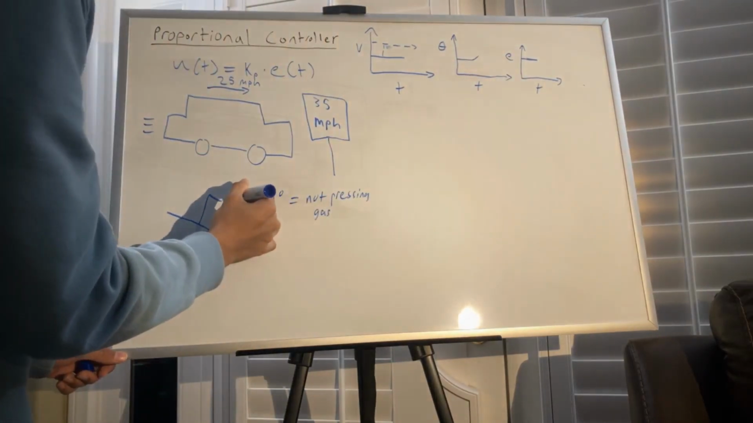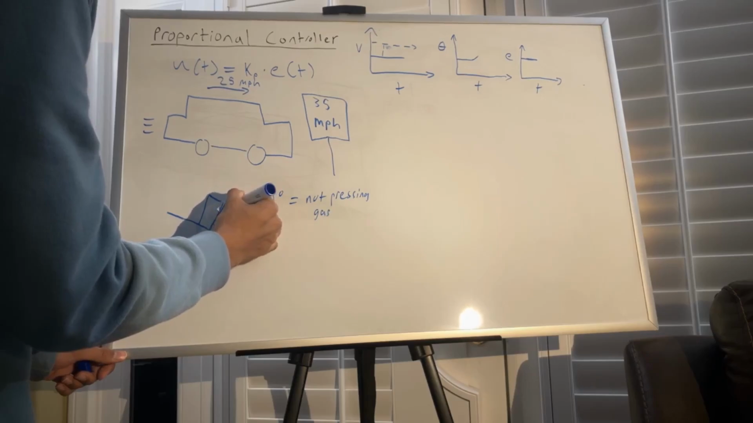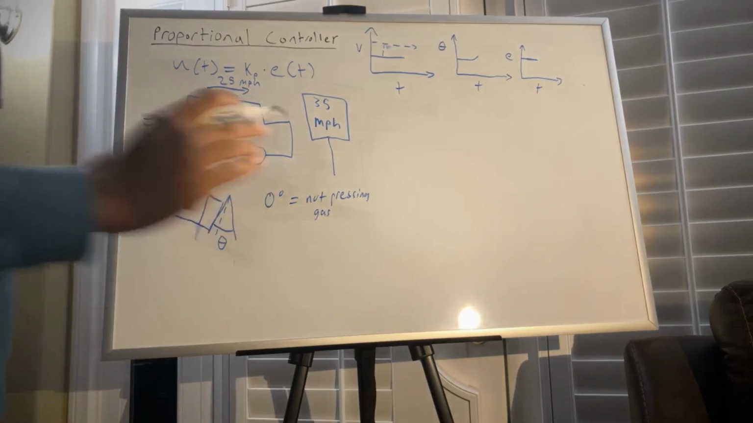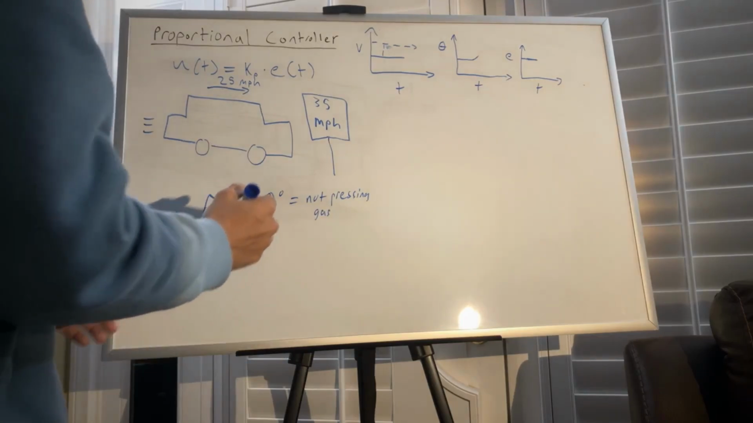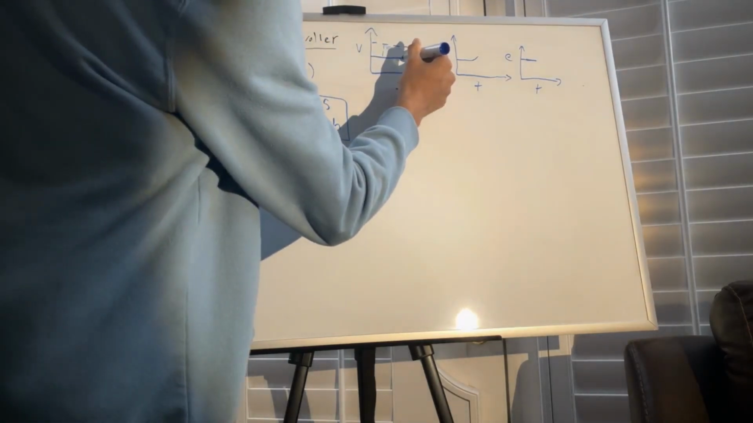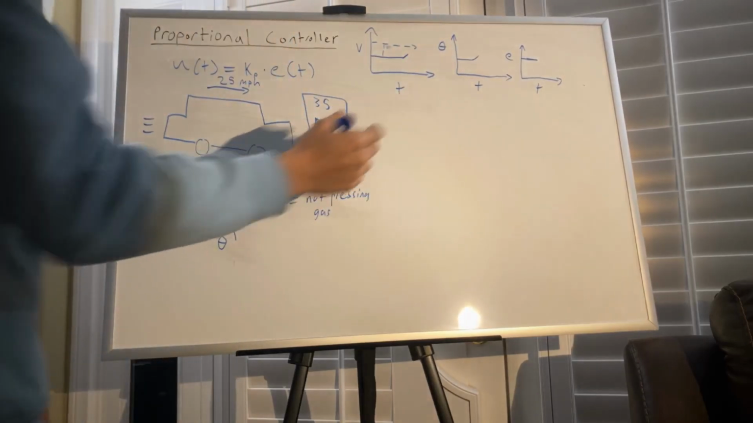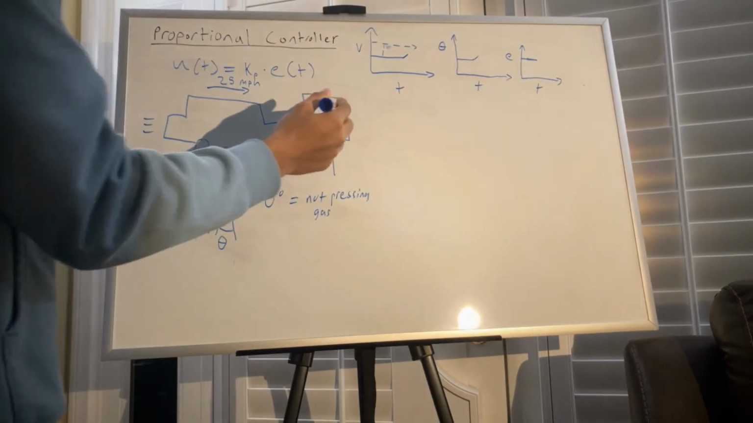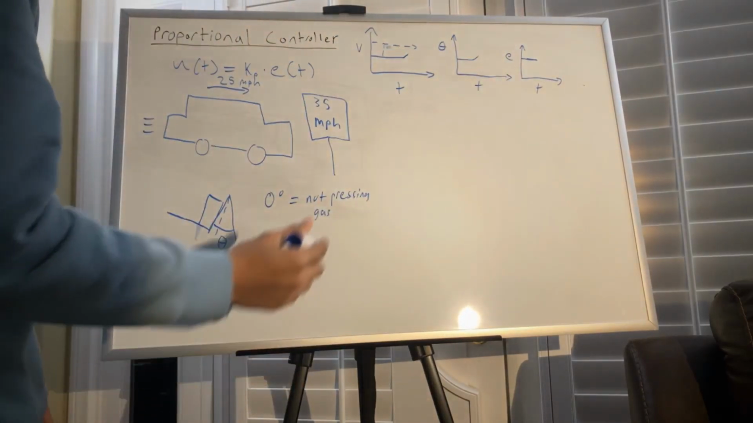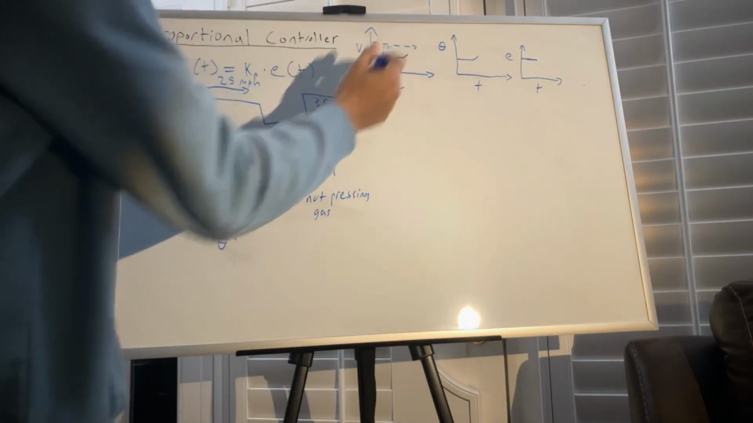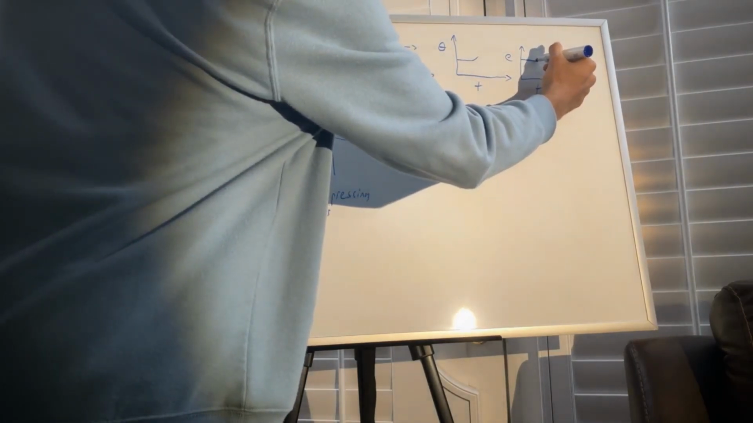So then this angle is going to be at a new lower position. So our angle increases, which means that we're pressing down on the accelerator, which will cause our velocity to increase. So if our velocity is increasing, that's going to cause our error to decrease because we're approaching whatever our set point is. So this error will decrease.